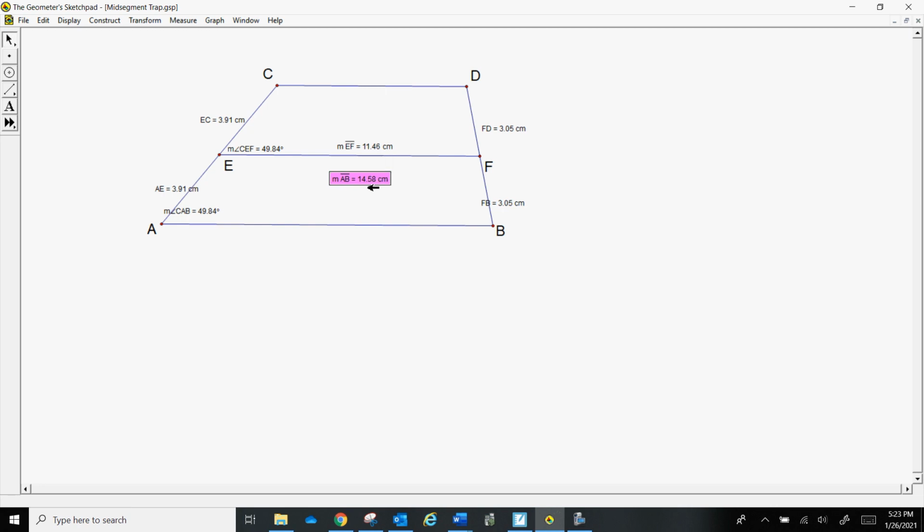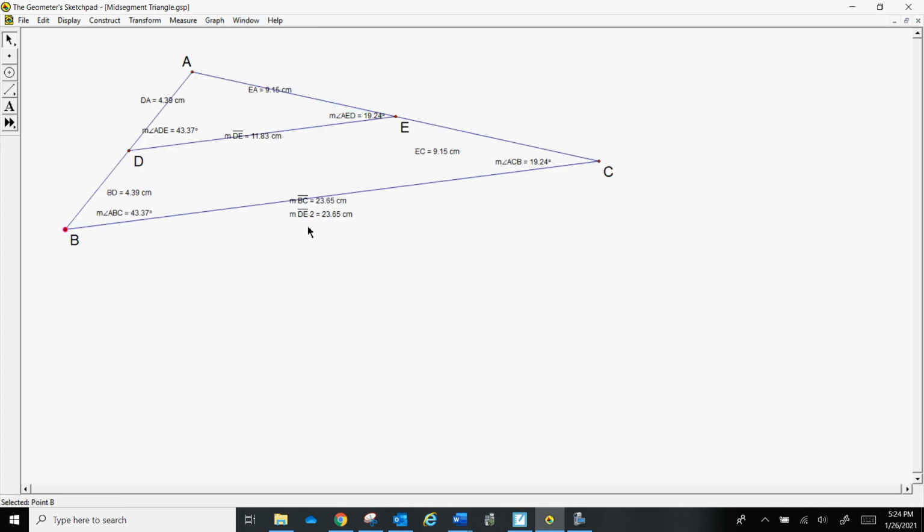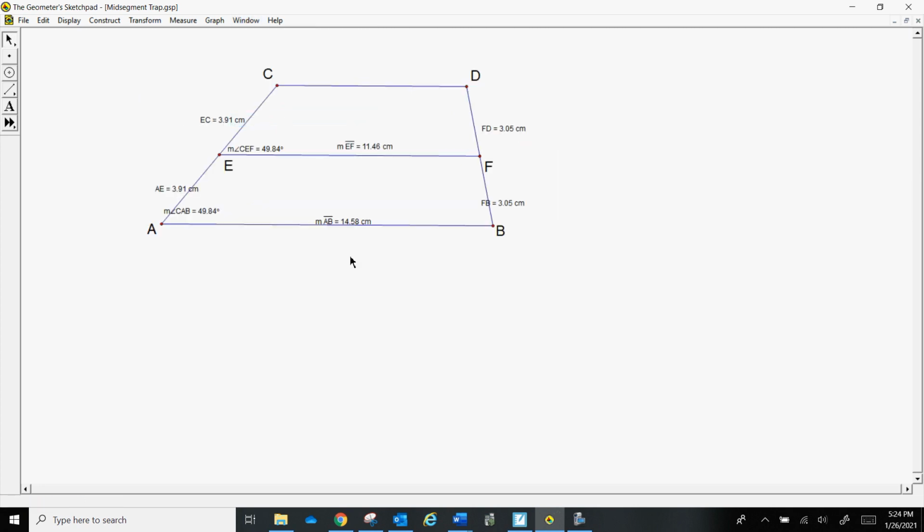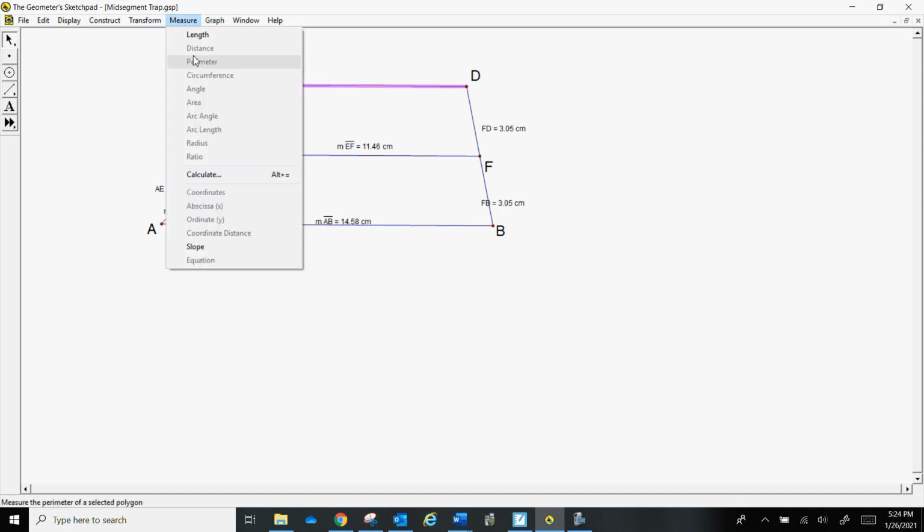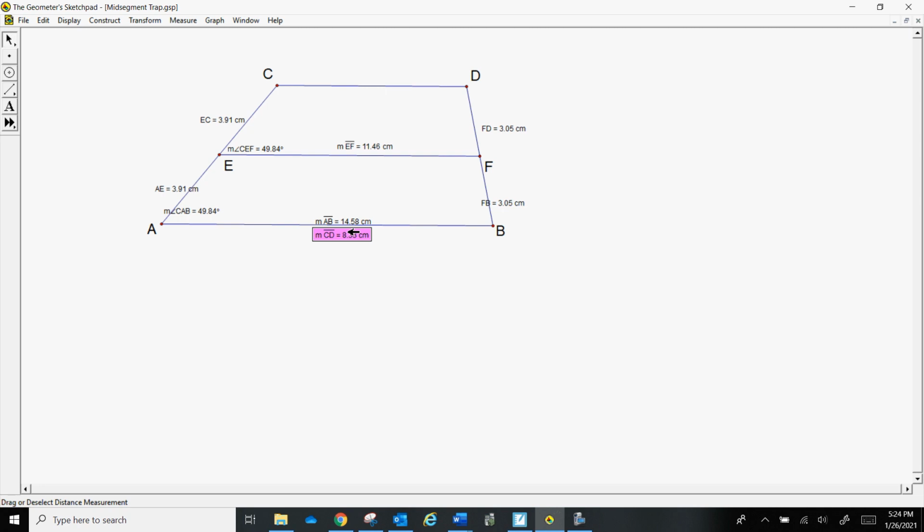No, not even close. That's because the midsegment is not half as much as this base, because this is not the only base. In a triangle, there was only one base, because the midsegment is parallel to that base. But in a trapezoid, the midsegment is parallel to both bases. So there's a relationship between its measurement and both bases. If I measure this one right here, that is 8.33.